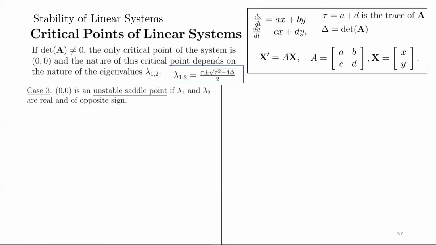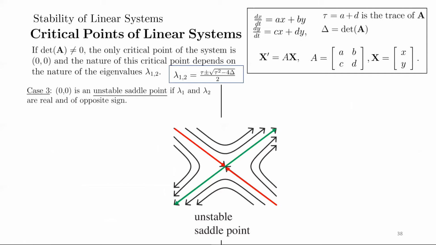Okay, well, case 3, the critical point at the origin is an unstable saddle point if lambda 1 and lambda 2 are real, but of the opposite sign. So one of them is positive and one of them is negative. And so remember what an unstable saddle point looks like. Well, we have two lines that are moving away from this critical point at the origin along the green line. So they're unstable along the green line, but it's stable along this red line, right? So we're moving towards the critical point along the red line.